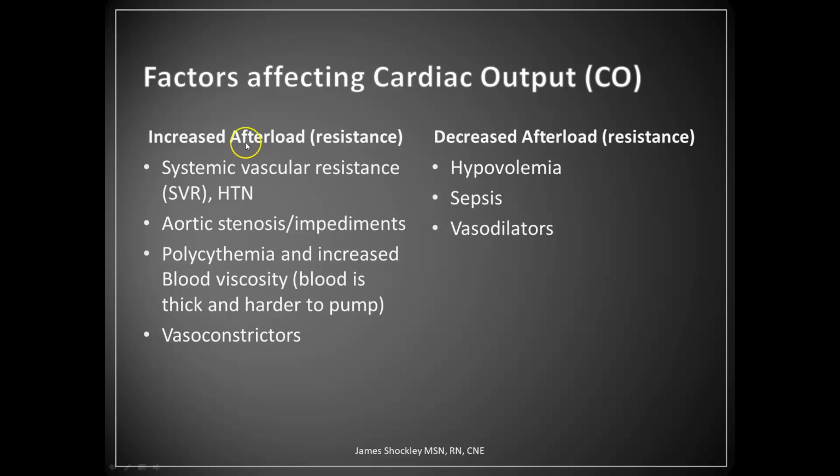So afterload is just arterial resistance. That's how, just the A is for arterial. Increased afterload, you're going to have elevated blood pressures. So you have an increase in the systemic vascular resistance, and that's another way of saying you have vasoconstriction in your arteries, SVR. And that manifests as hypertension. Clients that have an issue with an aortic stenosis or some sort of impediment, clients that have polycythemia, which means they have too much of everything, so they have this really thick, viscous blood, or clients who are on vasoconstrictors.